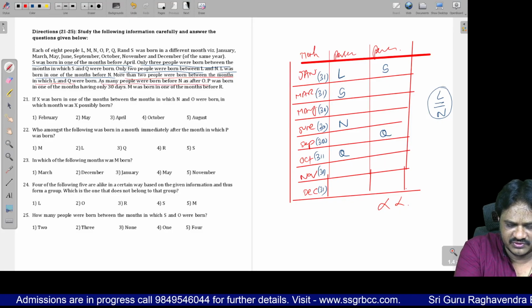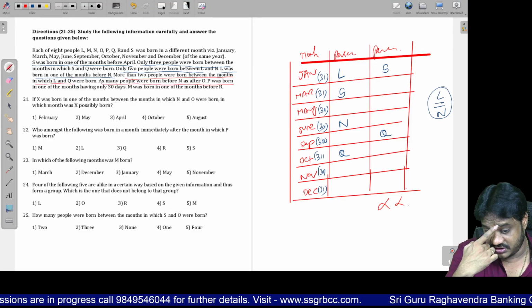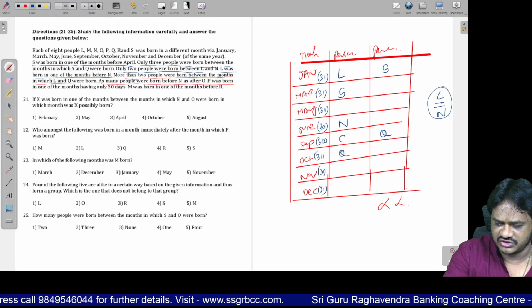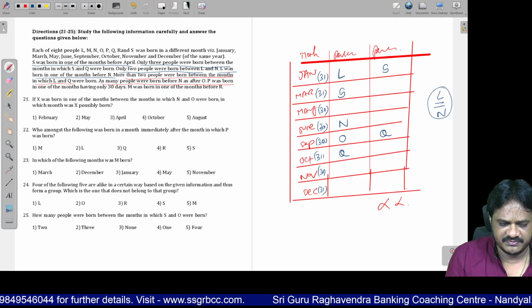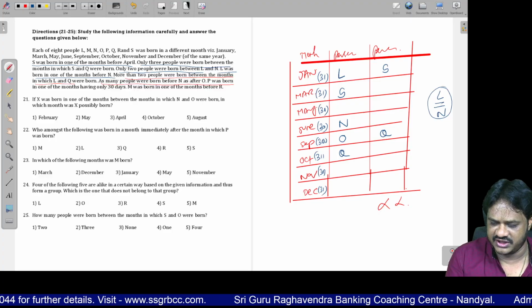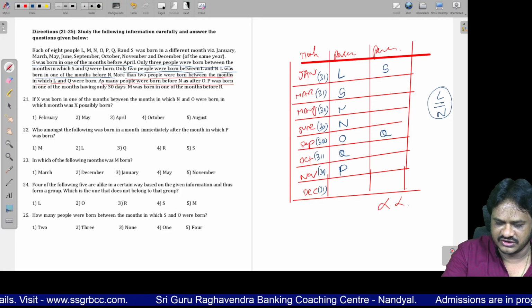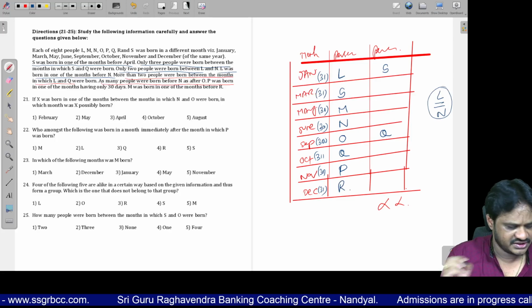As many people were born before N as after O. So before N there are 3 persons. After O also there should be 3 persons. P was born in the month having only 30 days, means P is in November. M is born before R. So M is May and R is December.